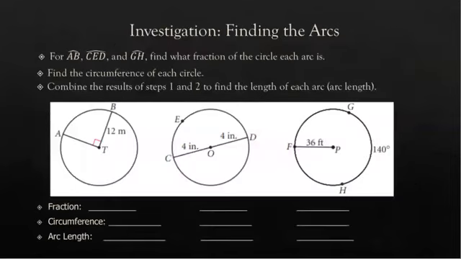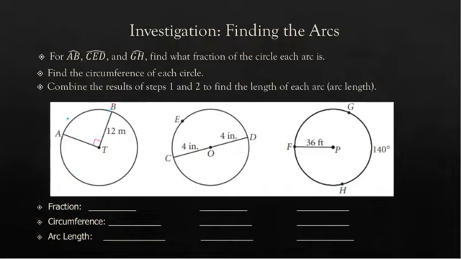So let's do an investigation on finding the arcs. Here we have arc AB, CED, and GH. We're going to find the fraction of each circle that the arc is. Then we'll find the circumference of the total circle. Then we'll combine those results to find the arc length. So let's start with the fractions.